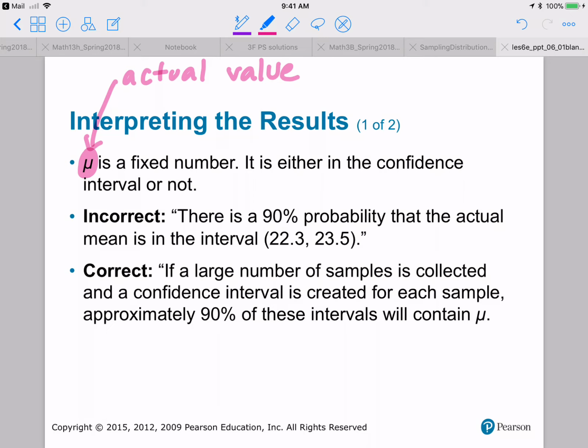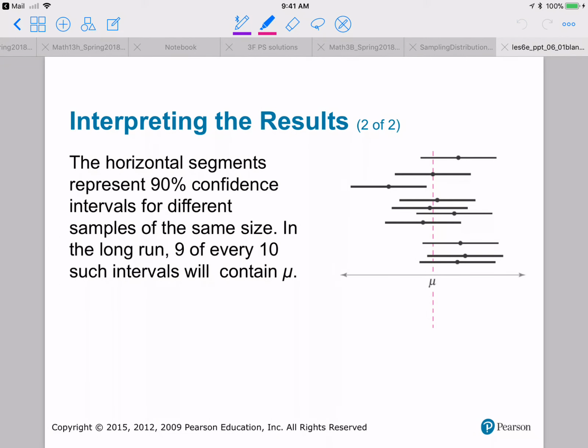What's correct is if we repeat this process of sampling 20 students, each time we sample, we'll get a new point estimate, which will be our sample mean, and then we'll create a new margin of error, right? And so we'll have a whole bunch of confidence intervals, one that corresponds to each sample that we took. If we do this a whole bunch of times, then approximately 90% of those intervals will contain the true value.